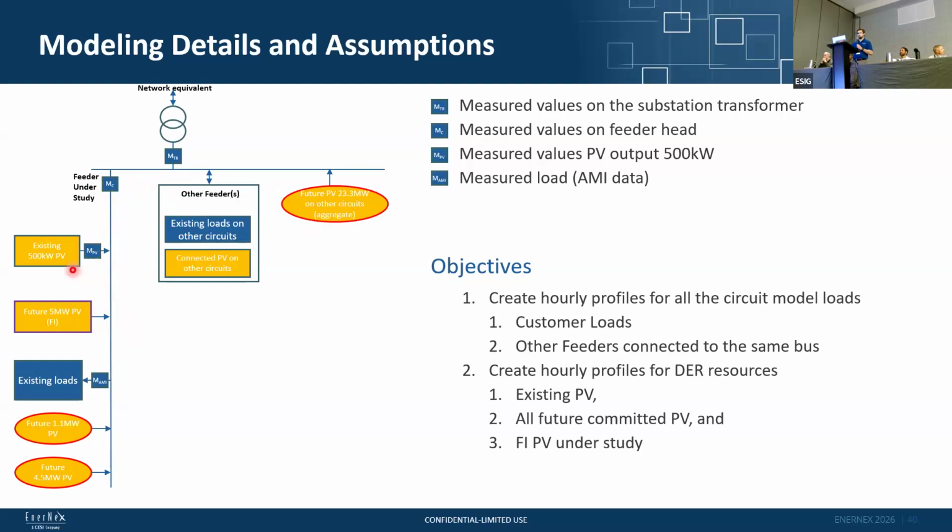So yeah, some of the challenges, there were some large existing PVs, as well as some future PVs that weren't subject to the FI curtailment. So we had to take a look at those and how they affected the study. And by the way, we use SIME for all of our simulations and all that. So we had to create hourly profiles for customer loads if we didn't have them, as well as other feeders on the same bus, and then all the hourly profiles for PV that exists, future committed PV, and also the FI PV under study.